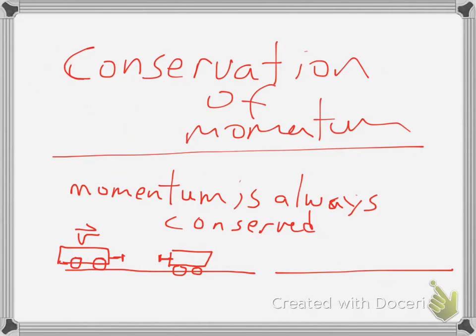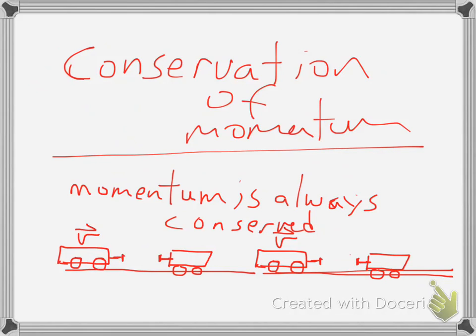So if we could know everything about this system before, then basically what it says is that we will know everything about it after.